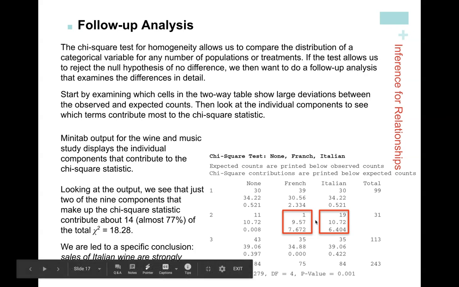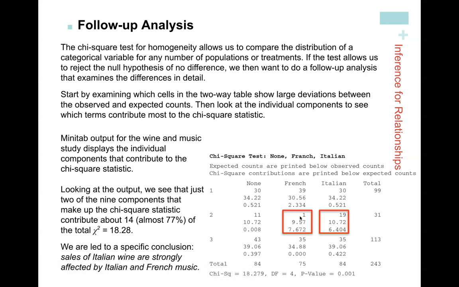So in your analysis, you would say, well, this one contributed the most. So what is this one? What am I talking about? Well, when French music is playing, the number of Italian bottles of wine sales went all the way down to just one bottle. So it seems like when French music is playing, people don't think about buying Italian wine. But when Italian music is playing, holy cow, 19 bottles of Italian wine. So Italian music playing seems to influence buyers to buy more Italian wine. Interesting. So that's your follow-up analysis.